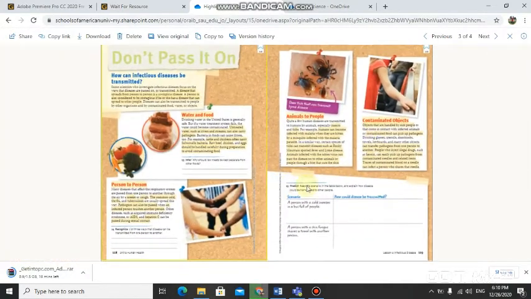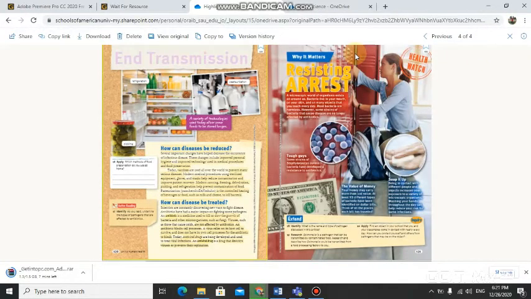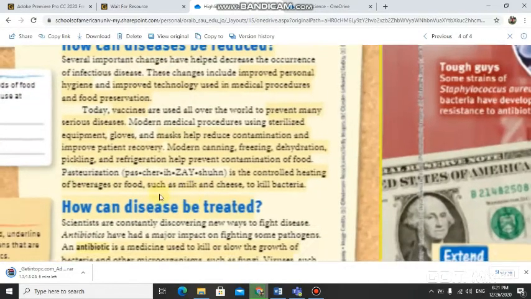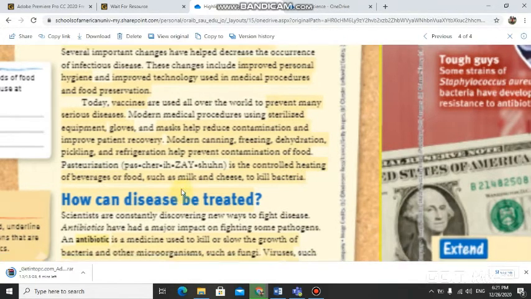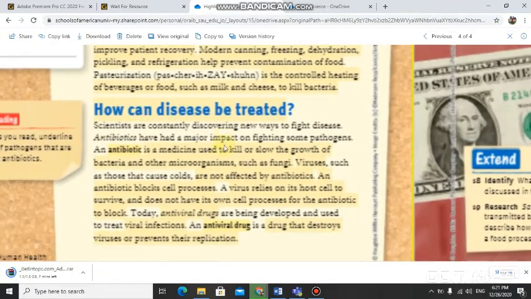Contaminated objects are the same. Contaminated objects may have certain pathogens. So that is why we say we have to sanitize our hands after touching any foreign things that we are not used to touching. As for ways to reduce transmitting diseases, we have using masks, using gloves, hygiene, and so on. As for food, we have a way called pasteurization. It is a controlled heating of beverages or food, such as milk and cheese, to kill bacteria.